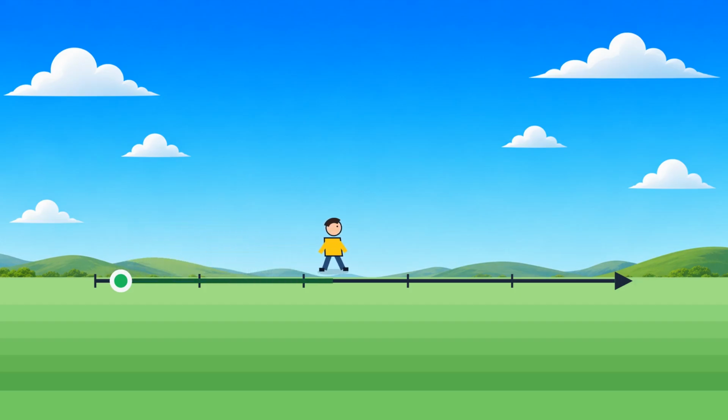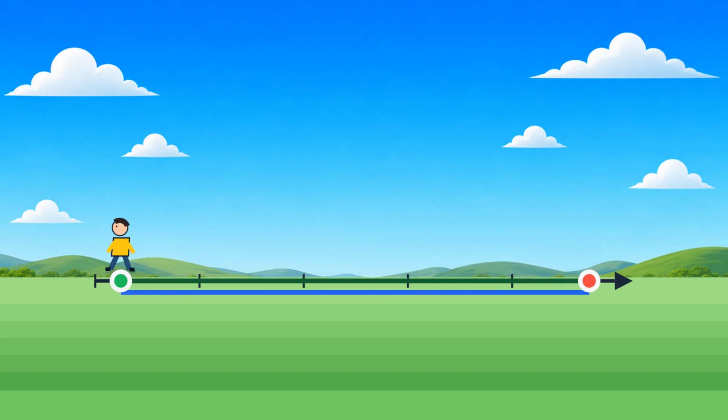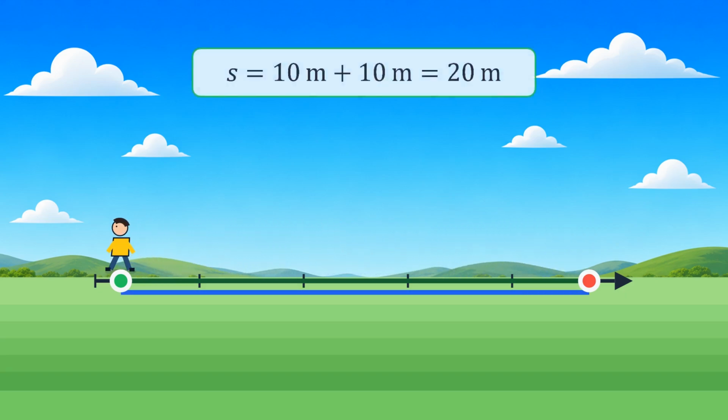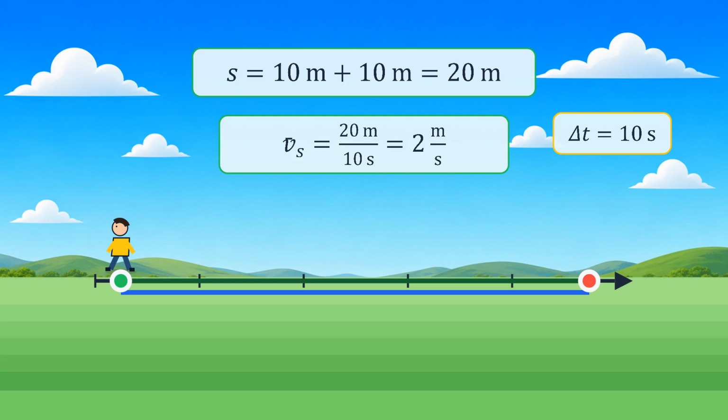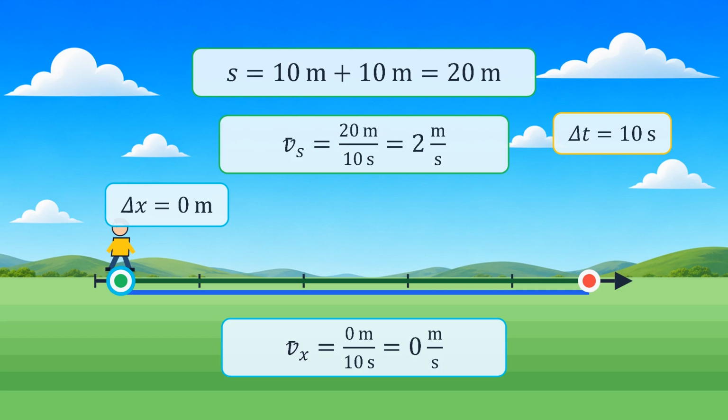Now imagine a person who walks 10 meters to the right and then 10 meters back to the starting point. The person has really moved. The total distance is 10 meters plus 10 meters, or 20 meters. If the complete trip takes 10 seconds, the average speed is 20 meters divided by 10 seconds, which equals 2 meters per second. But displacement asks only where the person started and where the person finished. Those positions coincide, so delta x equals 0 meters. The average velocity is therefore 0 meters divided by 10 seconds, which equals 0 meters per second.